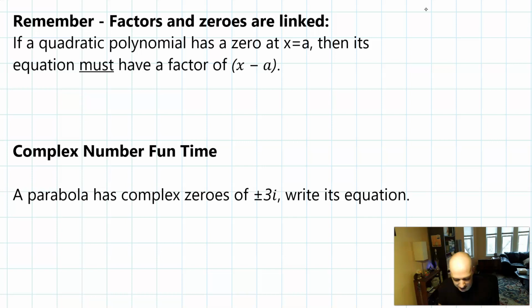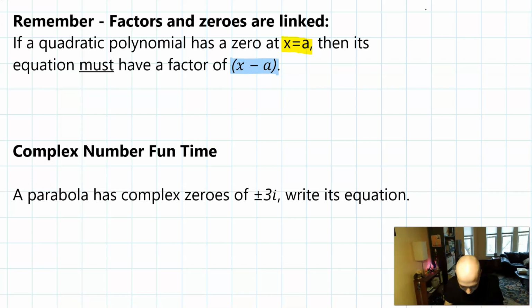I want to now spend a little bit of time exploring this idea that factors and zeros are linked. This isn't probably going to come up on the homework in this section, but it is a huge theme of Chapter 2. And here's the generalized statement that I just really think you should get into your heart right now: if a quadratic polynomial has a 0 at x equals a, then its equation has a factor of x minus a. Like if you know the 0, you actually know a piece of its equation.